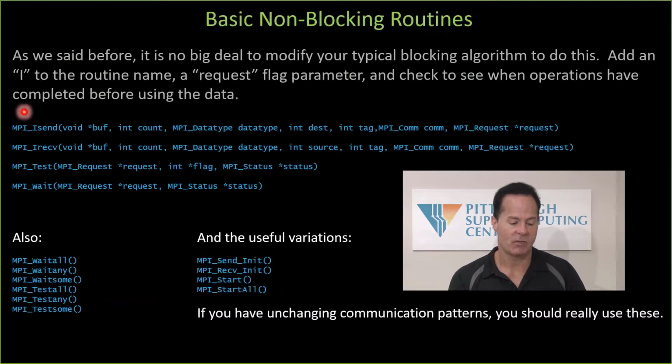So it looks like sends and receives, but they're called I send and I receive here. Otherwise the parameters are the same. It's just you point at a buffer and you tell it how many of whatever you want to send, and you give it a destination and a tag and whatnot. So it just looks like a normal send or a normal receive.